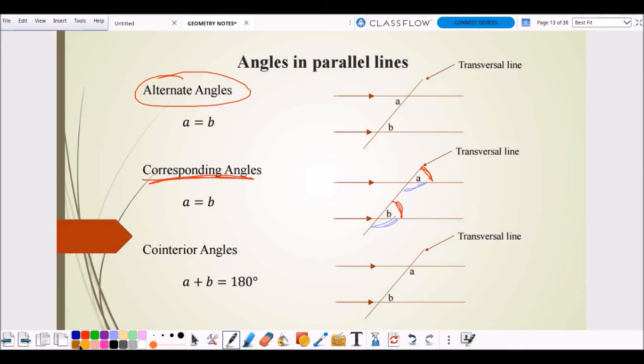Last one is co-interior. Okay, so co-interior is just saying if you look at the shape like this and you look at the inside, this angle and that angle will always equal 180. Always. Okay, so if you look at this shape here, inside, co-interior, always think of interior as inside. So this is also an interior, but we're looking at this co-interior here. So co-interior angles always equal 180 degrees. Okay, right there.